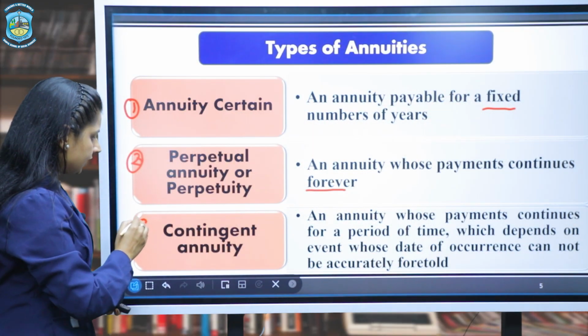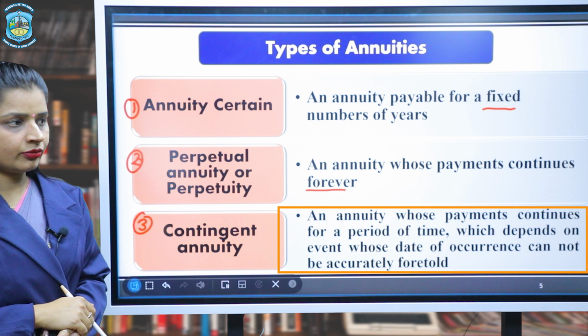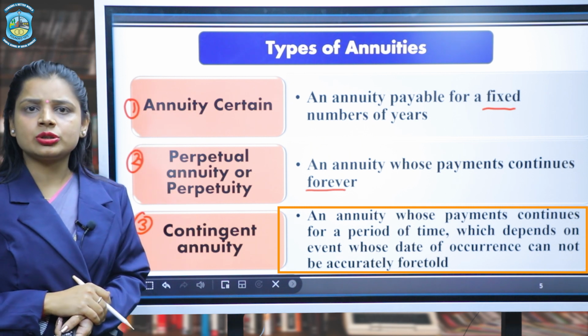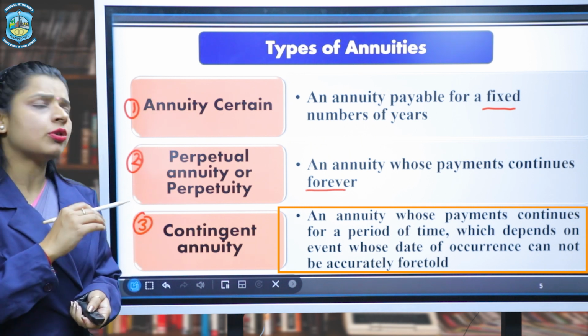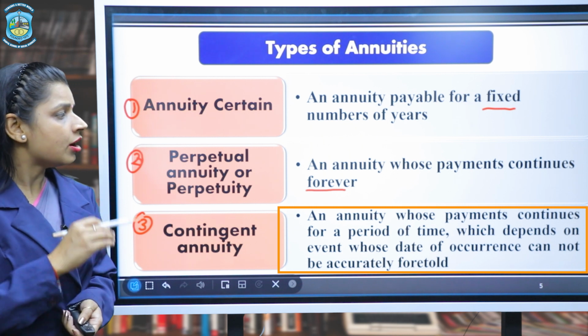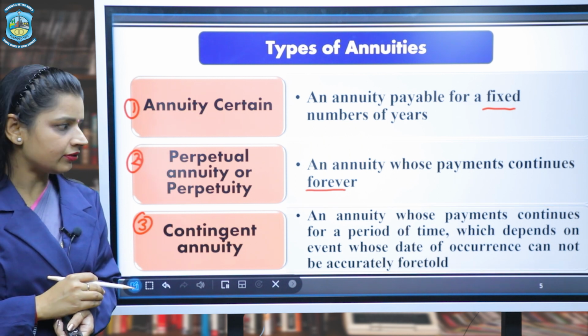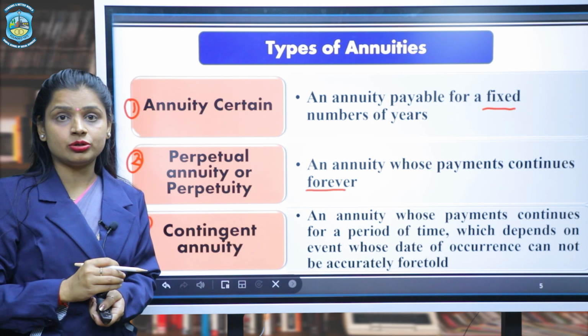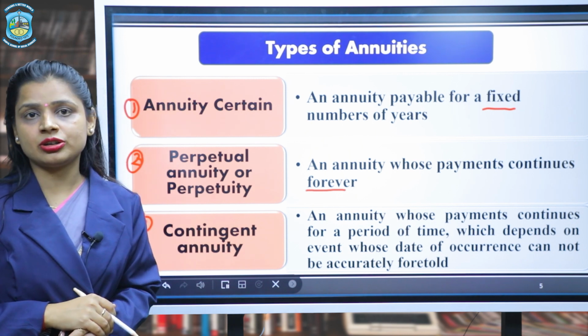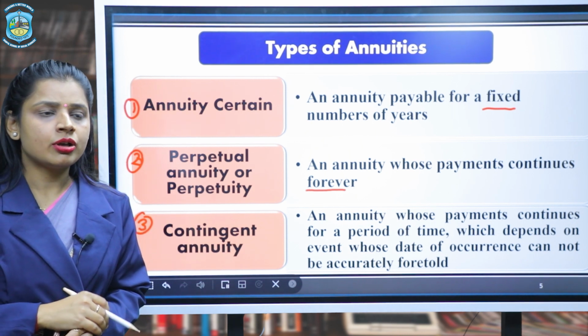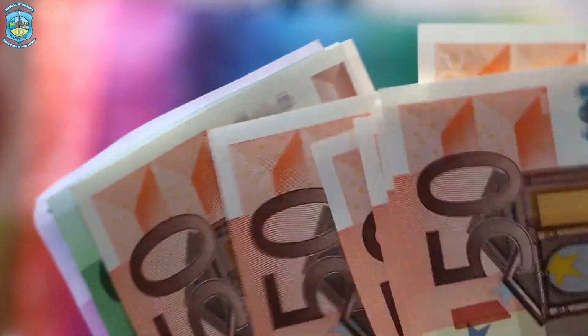Third is contingent annuity. It is an annuity whose payment continues for a period of time which depends on an event whose date of occurrence cannot be accurately foretold. For example, monthly pension payment. It continues until a person dies.